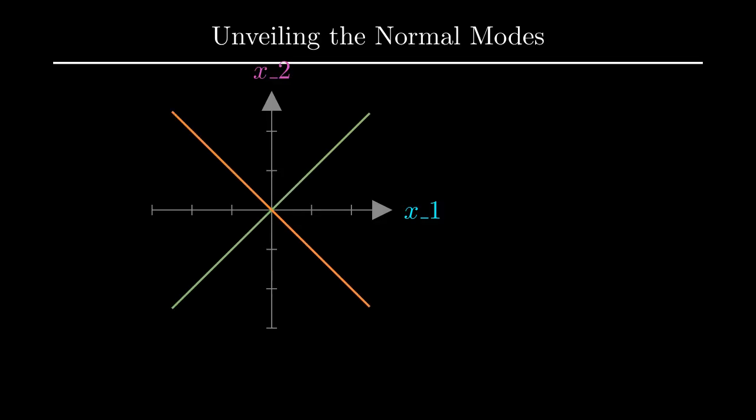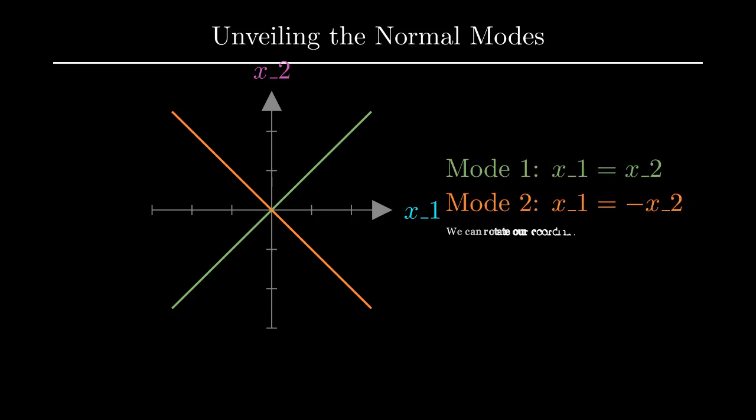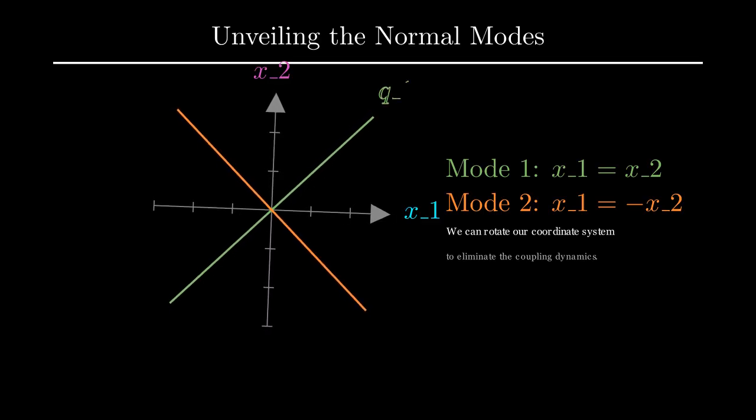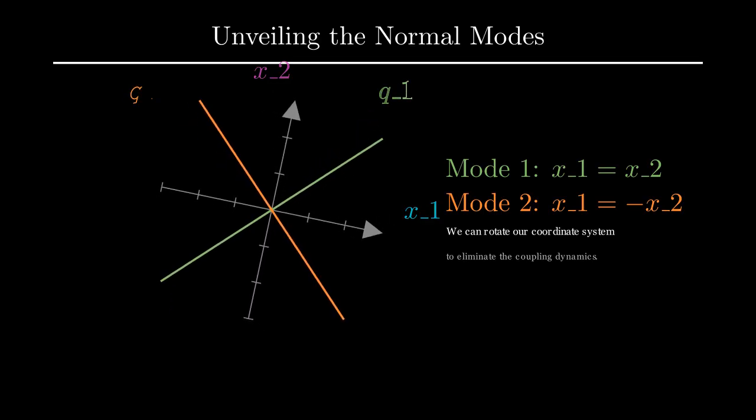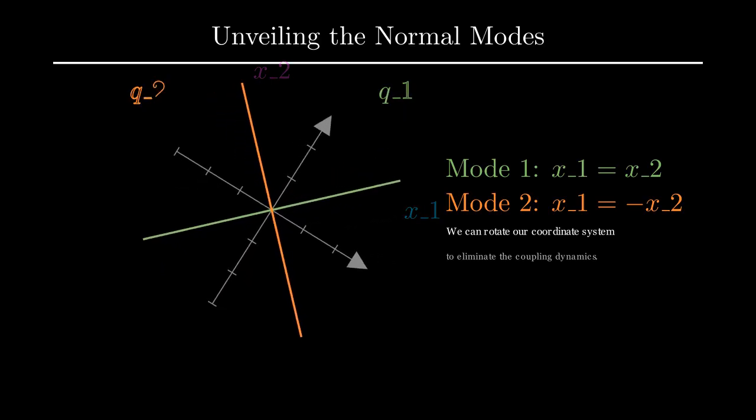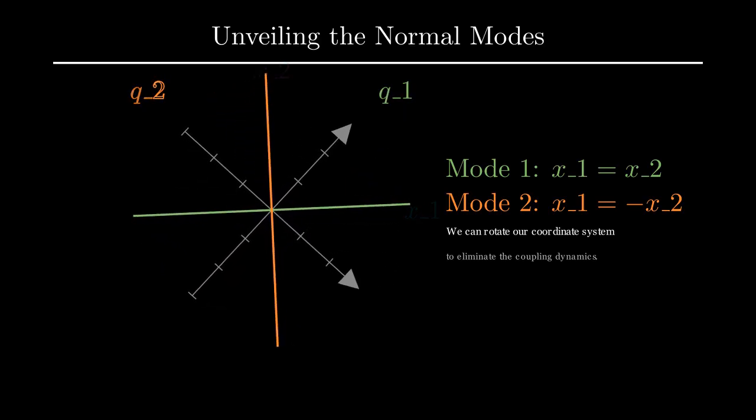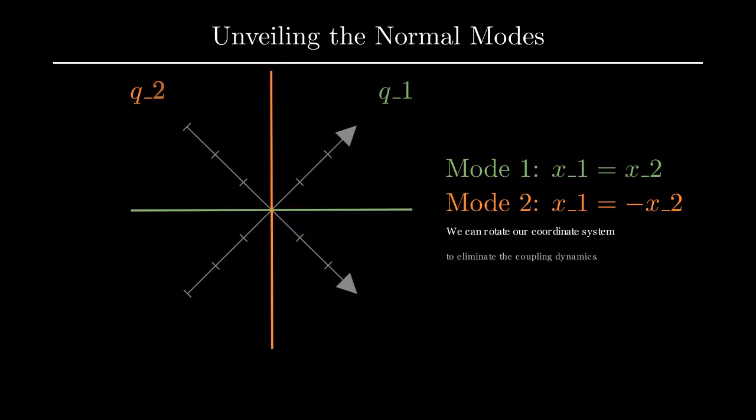In this mode, the central spring never stretches or compresses. The two masses move as a single unit. The second mode occurs when they move in opposite directions, x1 equals negative x2, compressing the central spring to its limit. These two lines are perpendicular to each other. By rotating our entire coordinate system so that our new axes, q1 and q2, align with these lines, we perform a change of basis that removes the coupling.